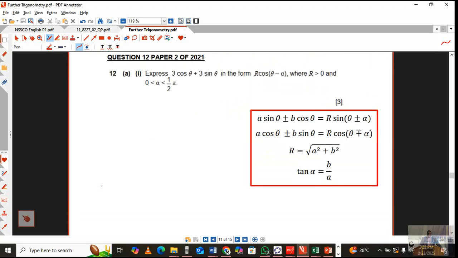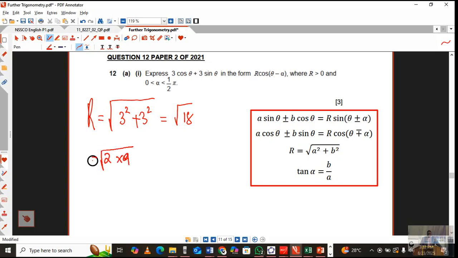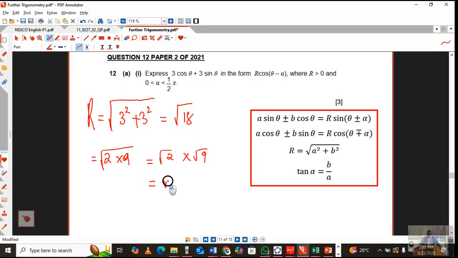But using the formulas directly, I can calculate the value of R by taking the square root of 3 squared plus 3 squared. That's 9 plus 9, which is the square root of 18. Now the square root of 18 is 2 times 9, and this can be written as the square root of 2 times the square root of 9. So this answer is 3 square root of 2, and this is my R.